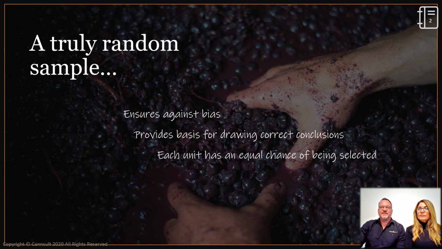For example, if we are studying wine grapes and we only choose those that are easily accessible on the top of our barrel, the sample wouldn't be representative of the whole population, because we would be likely to overlook grapes at the bottom. A truly random sample ensures against non-representative or biased results, allows each and every unit in a population or process an equal chance of being selected in the sample, and provides a sound basis for doing statistical analysis and drawing correct conclusions.